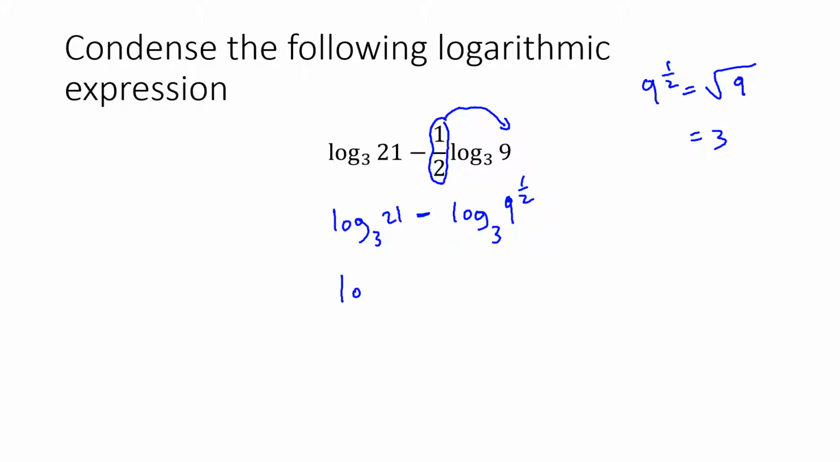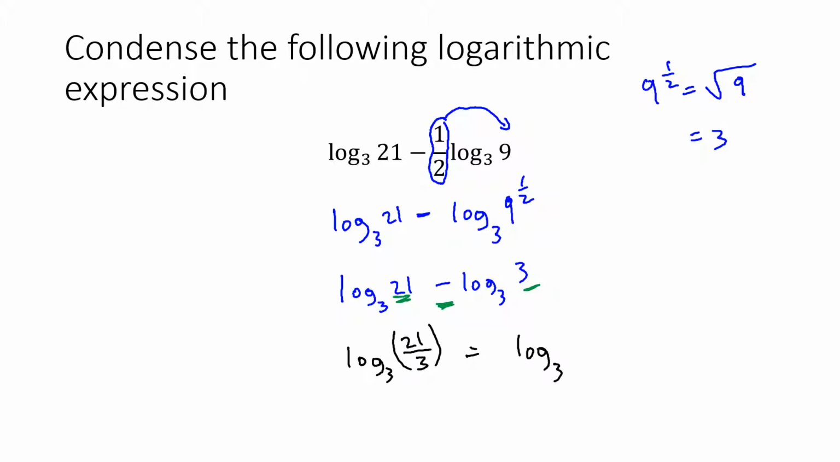So if we rewrote everything, then we're saying log base 3 of 21 minus log base 3 of 3. Notice that we're subtracting here. Our quotient rule says that this is the same as taking the arguments and dividing them. So this is equivalent to log base 3. We'll take our two arguments, 21 and 3, and divide them. So it's equivalent to saying log base 3 of 7. So this is our condensed logarithm.